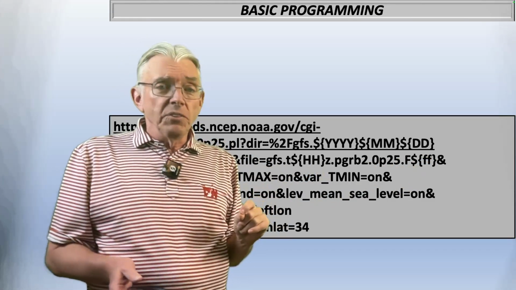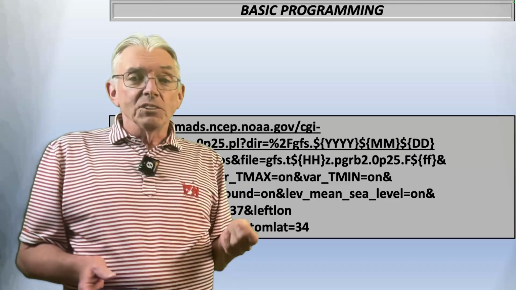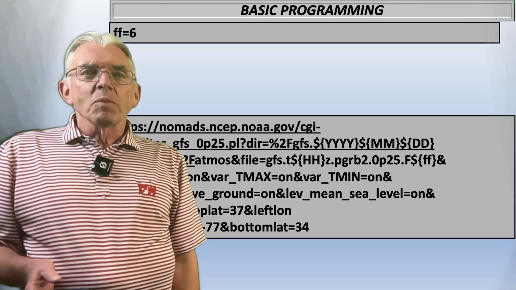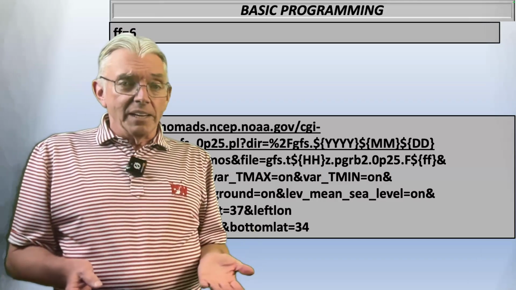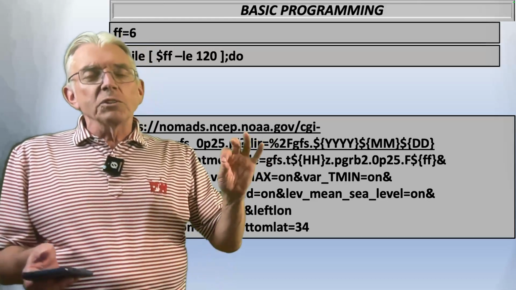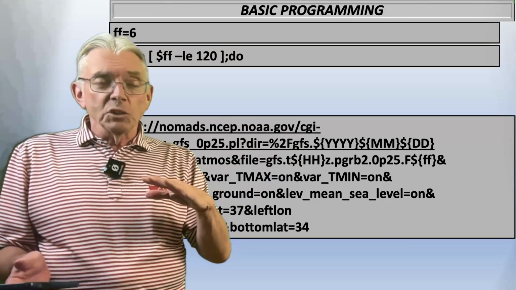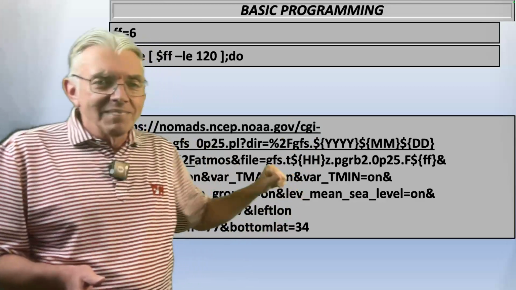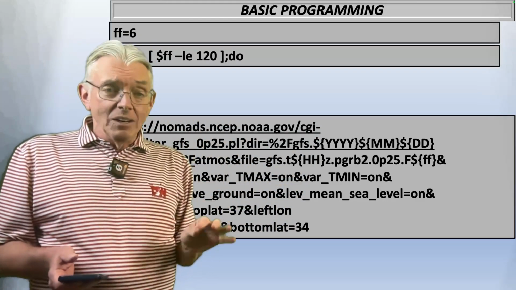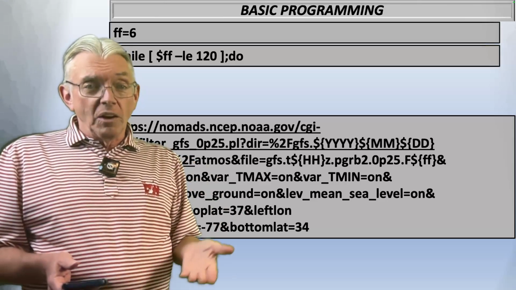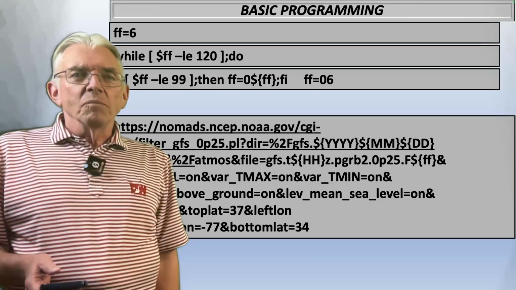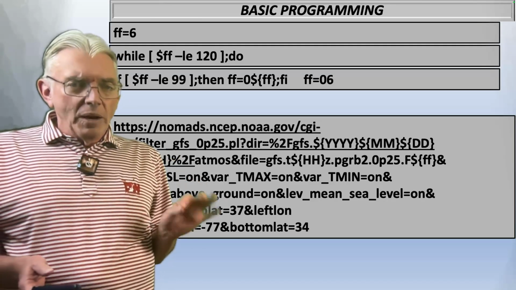And remember I told you that it had to be 3 characters, and so how do I tell the computer to do that? Well, if FF is going to start off at 6, okay, then I have to ask it a question. Well, first, before I do that, I've got to tell it how far out do I want to go. I want to go out 120 hours, okay? So I'm going to start at 6, and I'm actually going to go at intervals of 6. So 6, 12, 18, 24, all the way out to 120 hours, okay? Now, I have to give it this question.